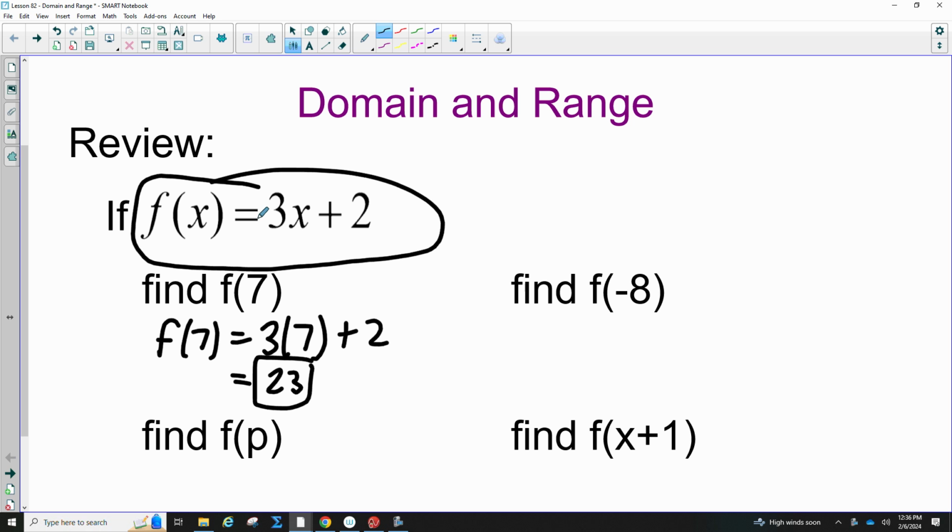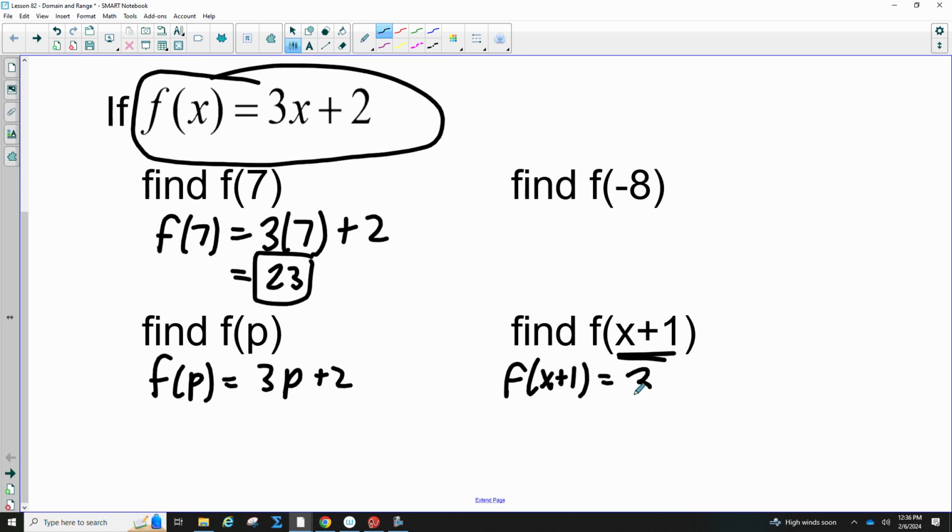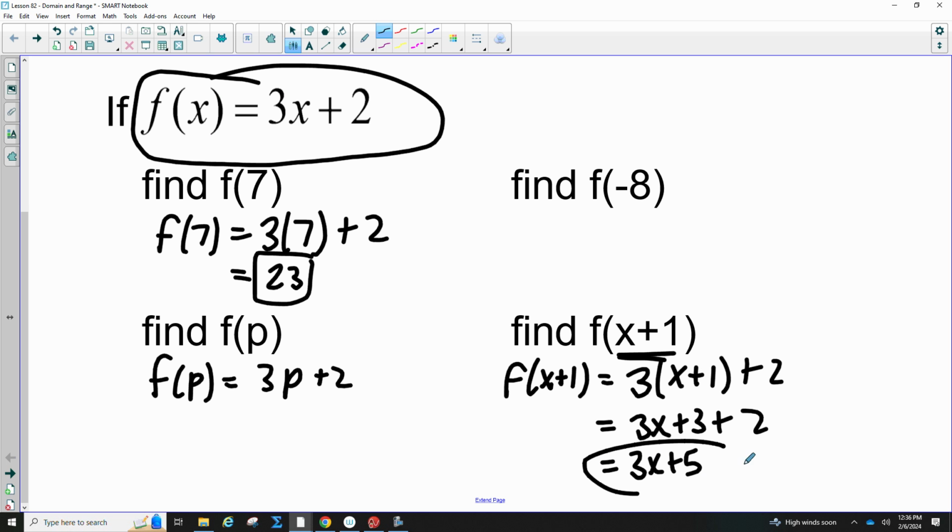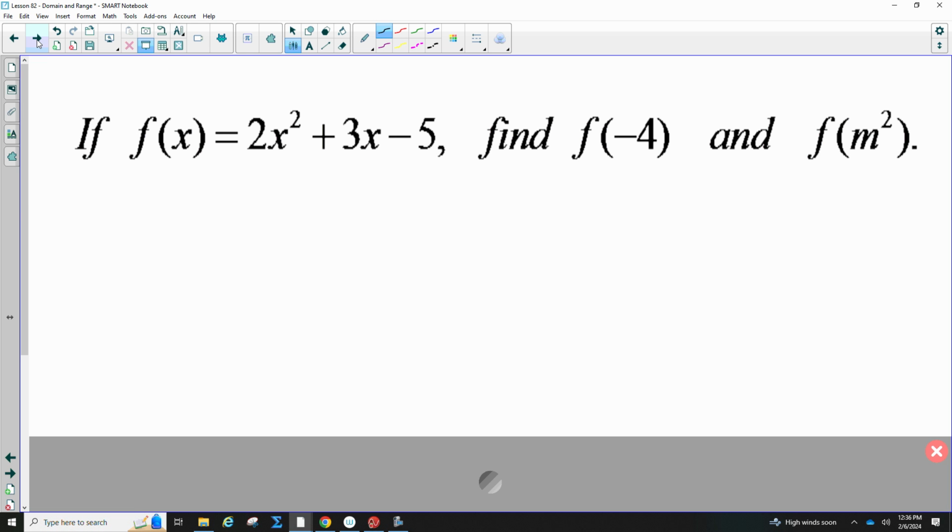If it says find f of p, what is f of p? I would just plug in p for x. If it was, what is f of x plus 1? I'm plugging in a binomial for x. So I have 3 times x plus 1, plus 2. That would be 3x plus 3 plus 2, which is 3x plus 5. You simplify it, so you just plug in the binomial. Go ahead and write this one down a little bit longer, a little bit bigger.